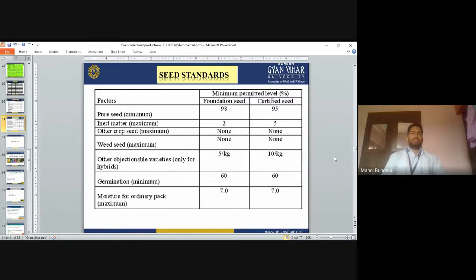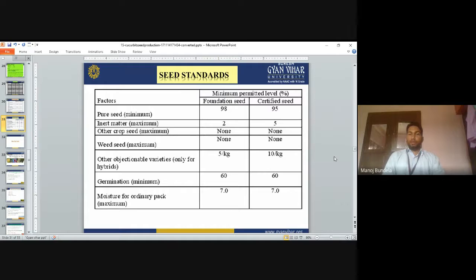We have already discussed this. If the moisture content is more, then we can't store the seeds for a longer period of time. There is an attack of fungus due to the moisture content. So whenever we go for storage, we have to maintain the moisture content at 7%. Germination percent is 60%. This is very important. Out of 100 seeds, minimum 60 seeds will germinate.